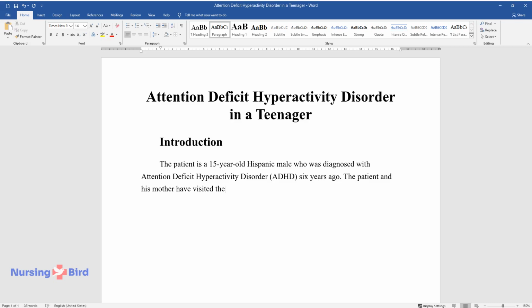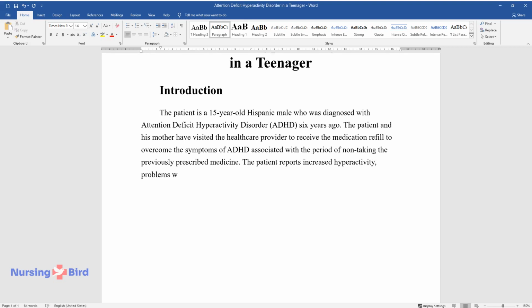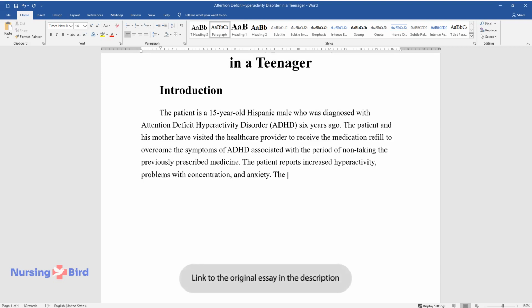The patient and his mother have visited the healthcare provider to receive the medication refill to overcome the symptoms of ADHD associated with the period of non-taking the previously prescribed medicine. The patient reports increased hyperactivity, problems with concentration, and anxiety.